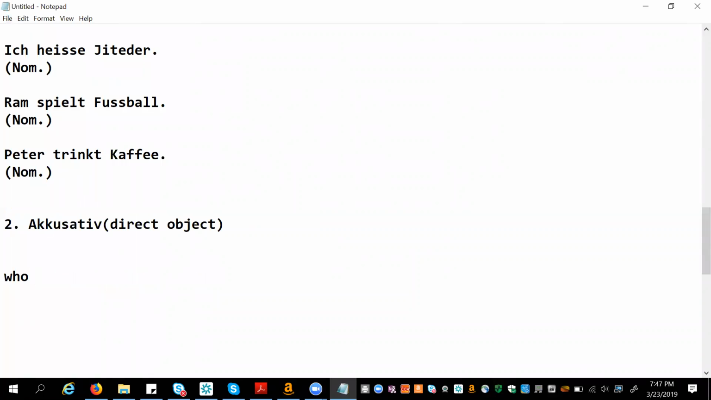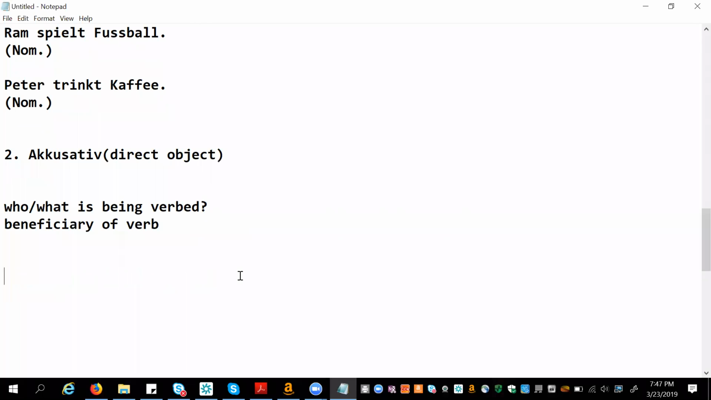If you are reading a sentence and you ask this question, you will get the direct object in the sentence: who or what is being verbed? If you ask this question in a sentence, you will get the direct object. The second way to see it is that the beneficiary of the verb is always a direct object.